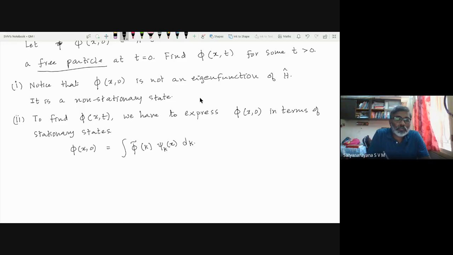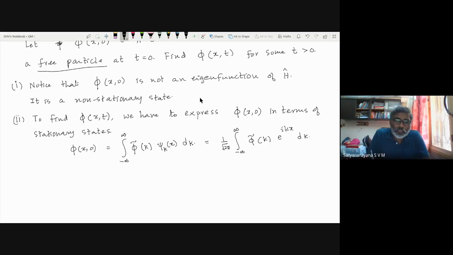So this is how we have to represent. These are stationary states. So for each k, there will be a coefficient, and that is what I will call phi tilde k, from minus infinity to plus infinity. So if you write this explicitly, this is 1 over square root of 2 pi, integral from minus infinity to infinity of phi tilde of k into e to the power ikx dk. So if you know the language of Fourier transform, this is like the inverse Fourier transform of phi tilde k.